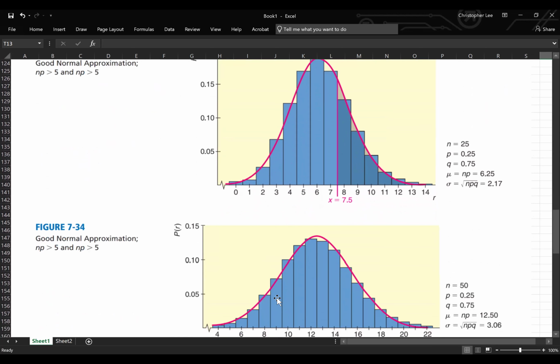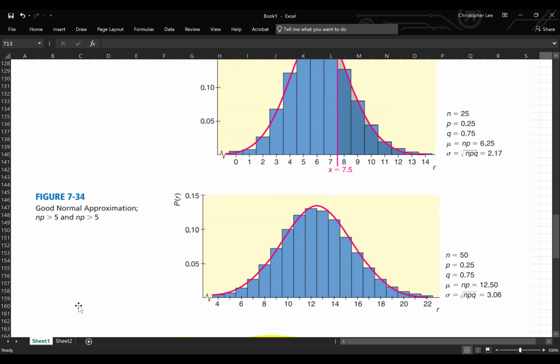Yo, take a look at this one now. This is n equals 50. Yo, this is popping right here, right? Like this is almost perfect. All right? Compared to the 25.